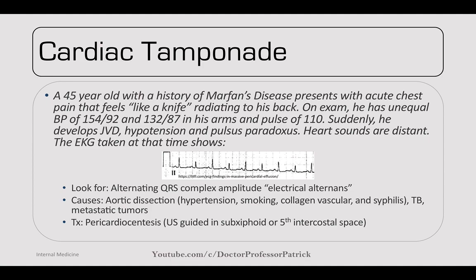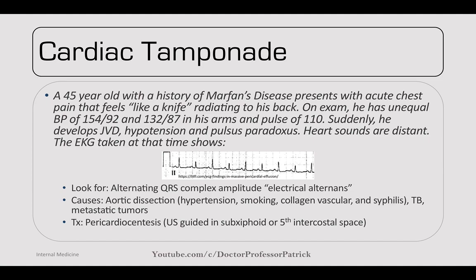So suddenly they develop JVD, hypotension, and pulsus paradoxus. Heart sounds are distant, so this is Beck's triad, and then an EKG taken shows this below. If you look close, there are alternating QRS complex amplitudes, so electrical alternans, as the heart swings forward in the pericardium or backwards in the pericardium.